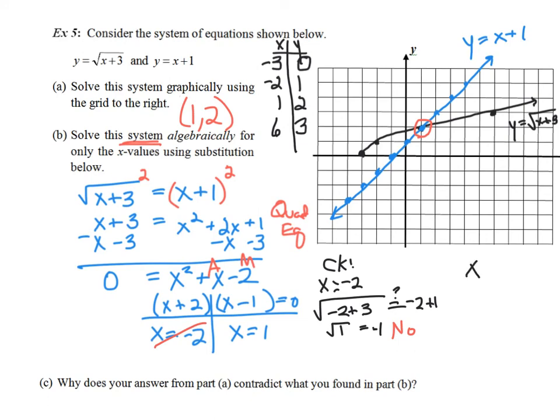Let's now check x equals 1. When I check that, I'm going to have the square root of 1 plus 3. Does that equal 1 plus 1? So the square root of 4 does equal 2. That checks, and the solution that we're keeping is x equals 1.